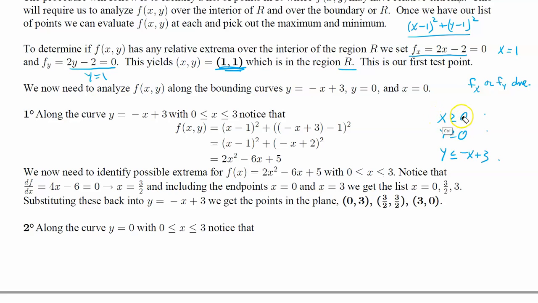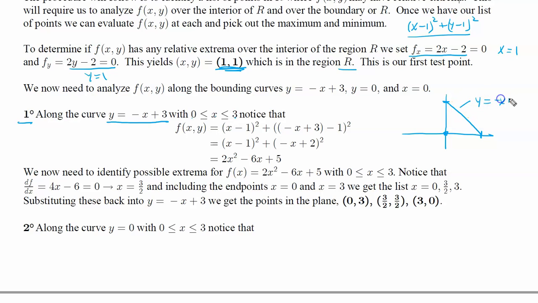So what we do now is, first of all, let's consider critical points along the curve y equals negative x plus 3 for x between 0 and 3. Remember, for our region R, it looked like this. The curve y equals negative x plus 3 crosses the x-axis at 3, and it crosses the y-axis up here at 3 as well. And so for this curve, x is being restricted between 0 and 3. Notice that.